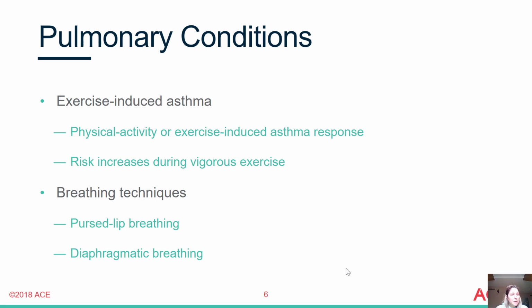The next area is the pulmonary. You have people who have things like exercise-induced asthma, EIA. Either physical activity can induce the asthmatic response, or exercise in general reduces the asthmatic response in these people. They definitely have an increased risk of having an attack during vigorous exercise. One way they can control that is breathing technique. Pursed lip breathing and diaphragmatic breathing are good. If you look on page 148 in your textbook, it talks about both of those.